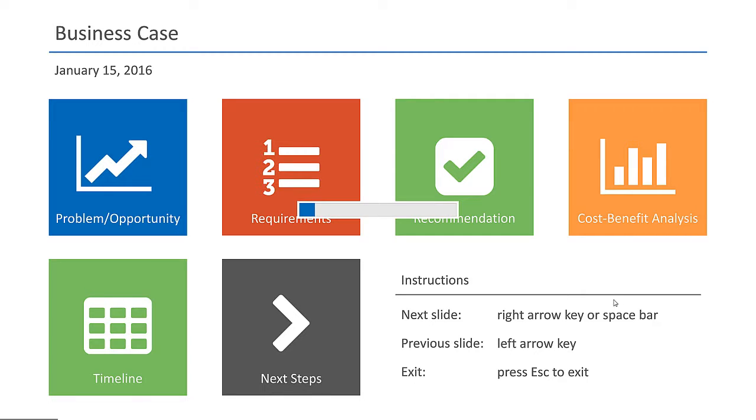And what's nice about this feature is that it works with any of your existing PowerPoint presentations as well. To move forward, you either click the space bar or the right arrow key. To go to the previous section, you click on the left arrow. And at any point in time, you just click on the escape button to exit the presentation.